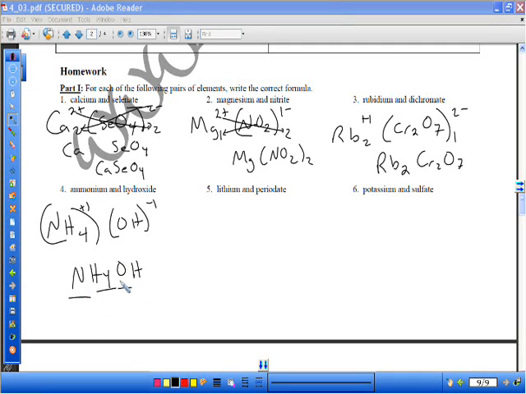How many nitrogens do we have? 1. 1 nitrogen. How many oxygens? 1. And how many hydrogens? Well, we have 4 here and 1 here. So we have a total of 5 hydrogens.